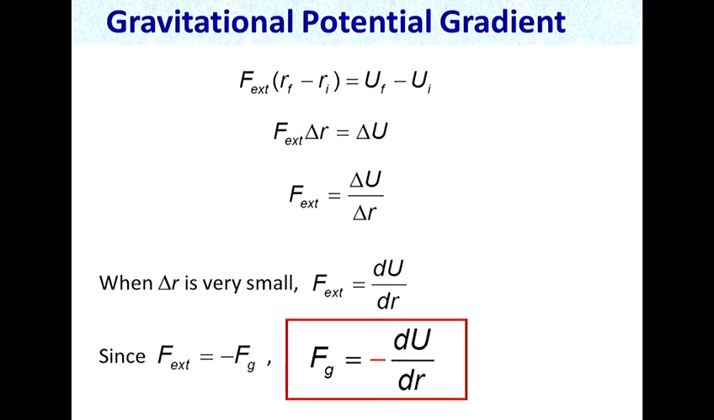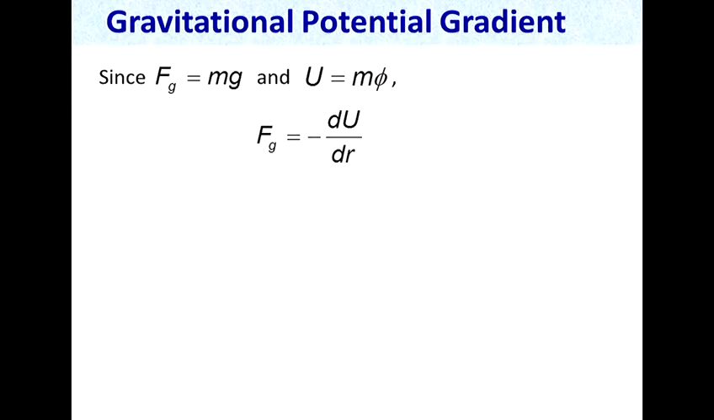This is an important result you need to remember. dU/dr is the rate of change in gravitational potential energy with distance away from the source mass. There is a negative sign here. Is that part of the magnitude? F is a vector, so for vector quantities, the negative sign is not part of the magnitude. It is an indication of the direction of the gravitational force. We'll come back to that later. But just remember this result. From this result, I'm going to derive another set of equations.